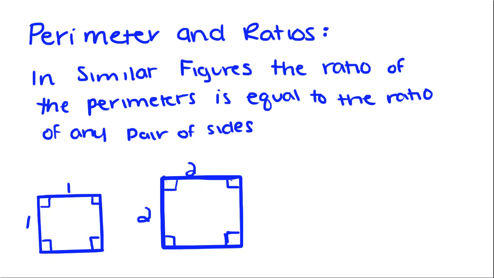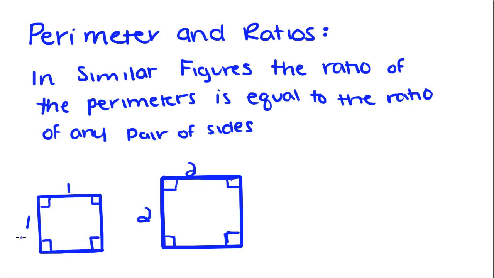Okay, so we're going to talk about perimeter and ratios. And we kind of already did this when we did similar triangles, but this time we're just going to talk about similar figures in general. So in similar figures, the ratio of the perimeters is equal to the ratio of any pair of sides. So just like a triangle, we're going to pair corresponding sides to find the ratio.